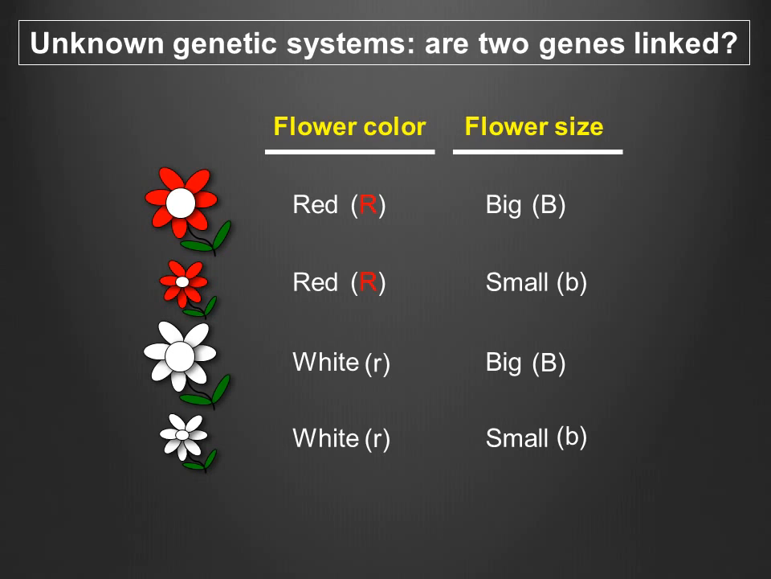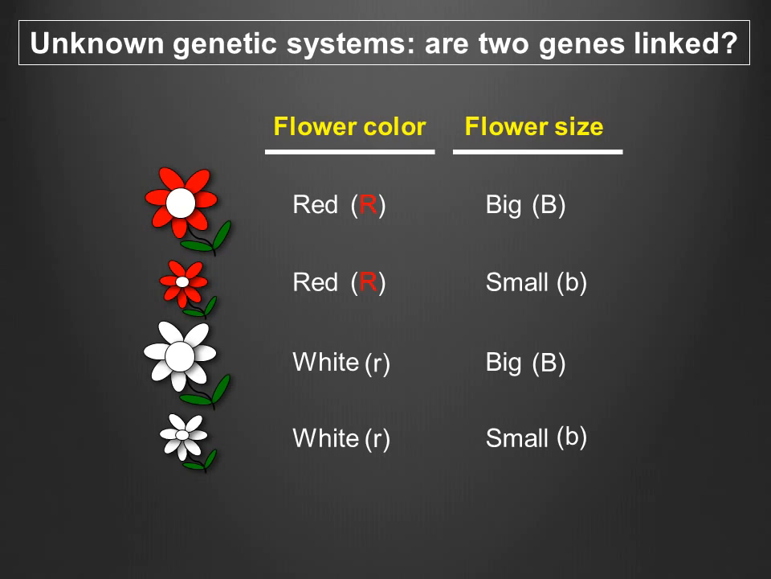The color gene has two alleles, a dominant allele that produces red flowers and a recessive allele that produces white flowers. The size gene also has two alleles, a dominant allele that produces big flowers and a recessive allele that produces small flowers.